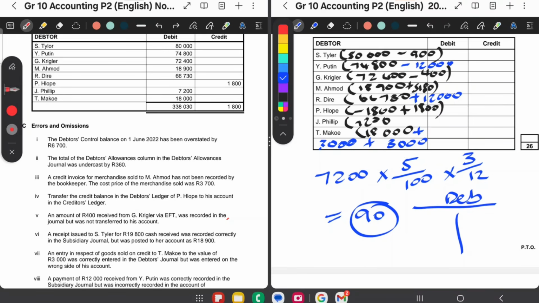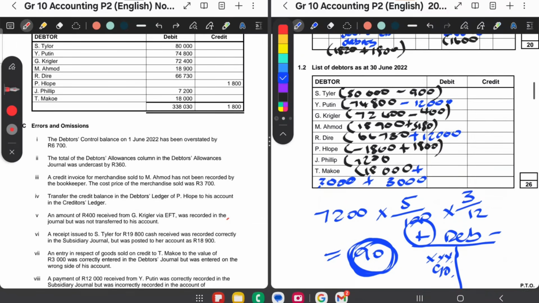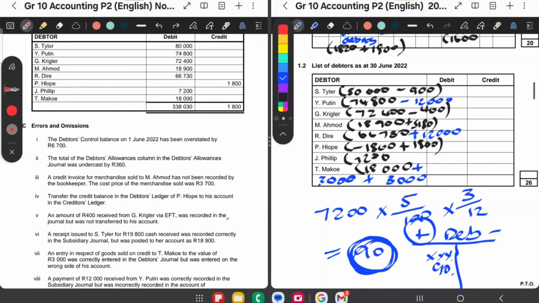Okay, so let's go. A debtor, he is a debtor, a plus and a minus. If I charge my debtor interest, my question is, does my debtor owe me more money or less money? He owes me more money, so it's on this side. So the 90 Rand will go on this side of his account. But remember, this was totally left out. So the mistake is in both the list and the control account. So in the list, I go to J. Philip and I add the 90 Rand interest that he owes me.